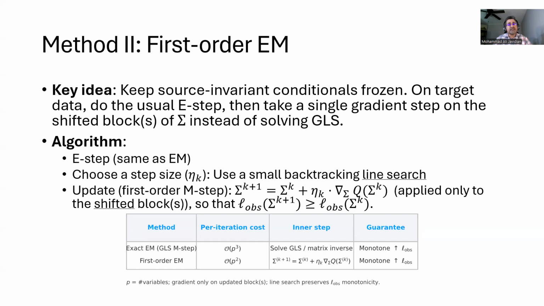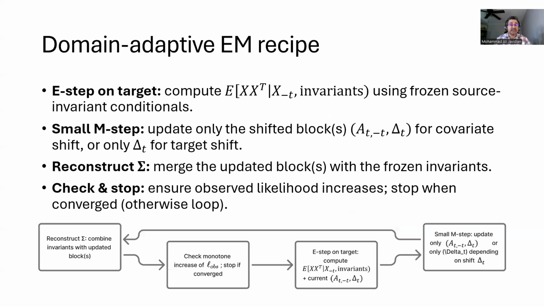Now the practical recipe you can implement on a target data set. On target data, do the E-step on observed features, update only shifted blocks, reconstruct sigma by merging the updated blocks with the frozen parts, and repeat until convergence. Let me summarize the theory that guarantees this behaves well.